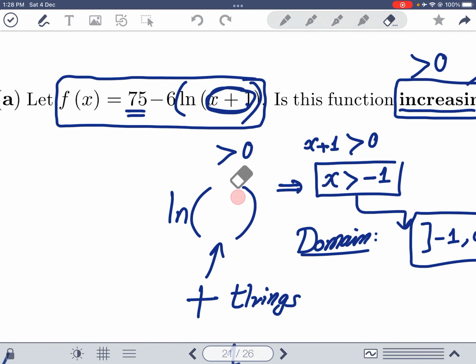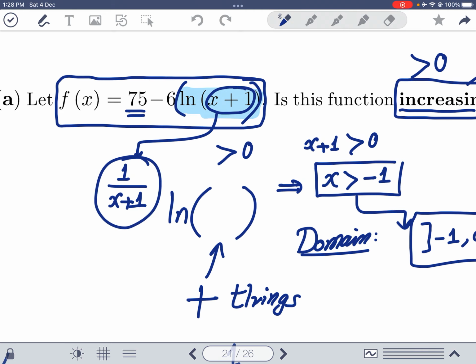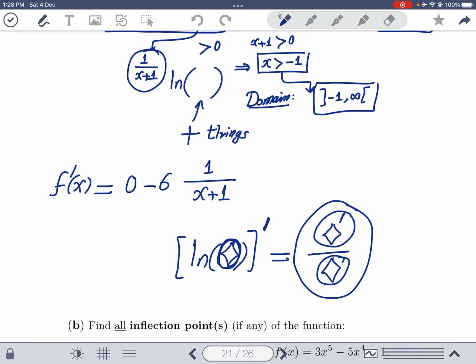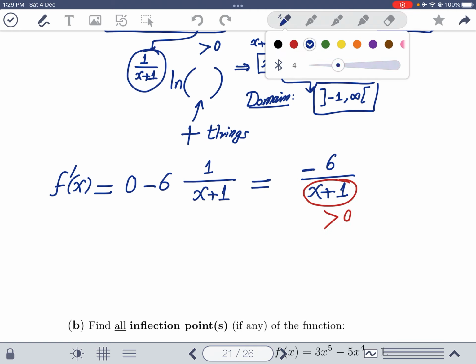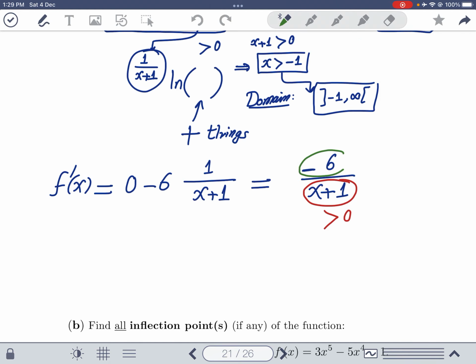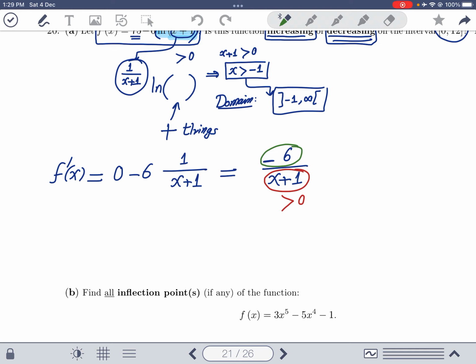So here you see what's inside the logarithm is x plus 1. So you ask what is its derivative? Derivative is 1, and divide by it, x plus 1. So this is what we do with the derivative of the entire thing, logarithm of x plus 1. The derivative will be 1 over x plus 1. So that is why this will be negative 6 over x plus 1. And remember, because of the logarithm, x plus 1 is always positive. And you are multiplying it by something that's always negative. So the entire thing must be always negative.